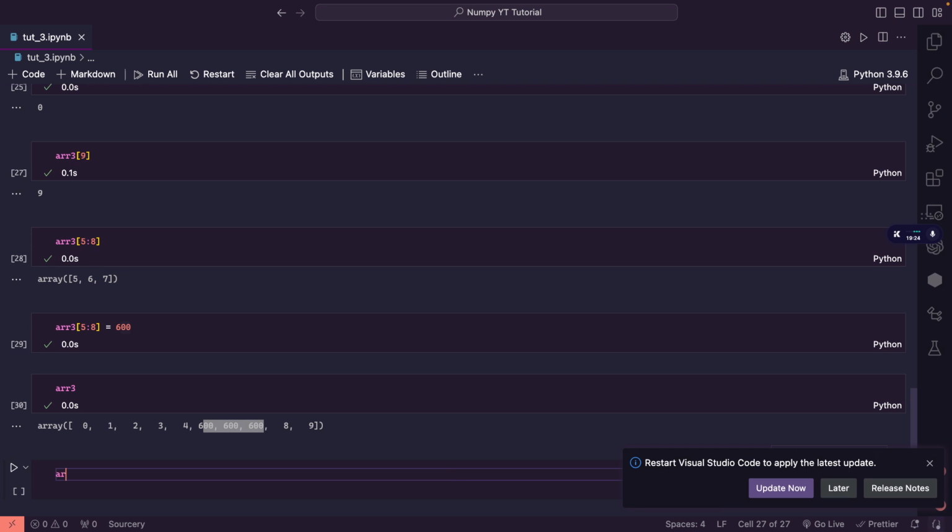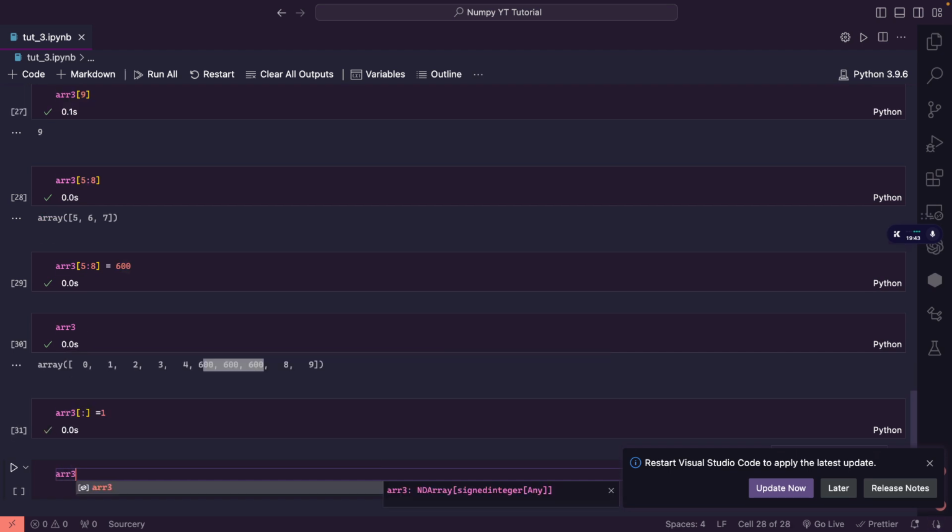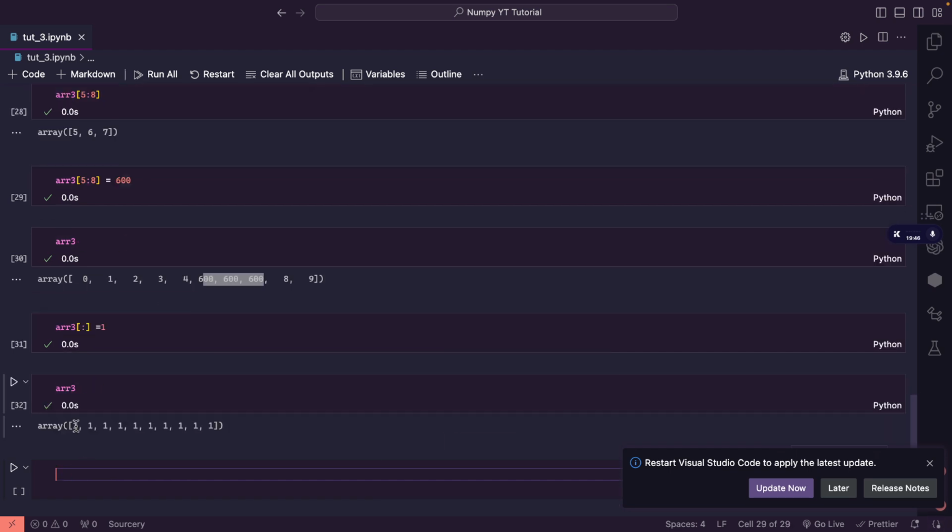Now, if we want to assign every value, we are saying that start from the first and stop at the last. And if we want to assign 1 to it, this will convert everything into 1. You could see that. How? This is what we do, because if we want to change the values, we can do it like this also.